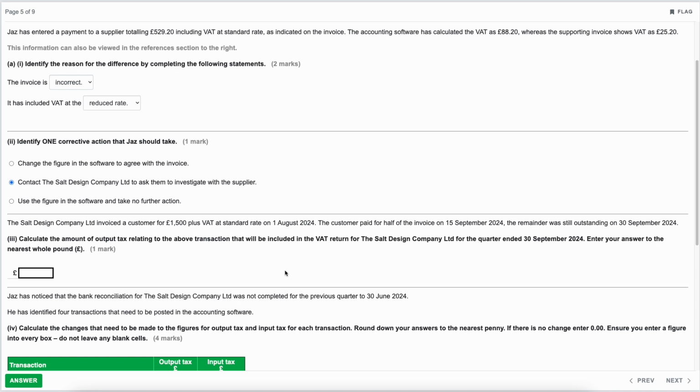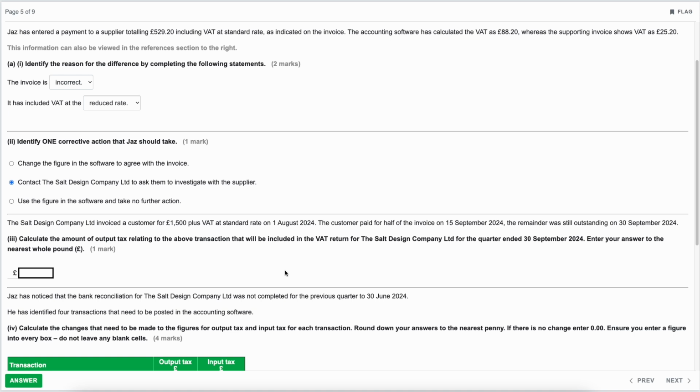All right then, the next question. The Salt Design Company invoiced a customer for £1,500 plus VAT at a standard rate on the 1st of August 2024. The customer paid for half of the invoice on the 15th of September 2024 and the remainder was still outstanding on the 30th of September 2024. Part 3, calculate the amount of output tax relating to the above transaction that will be included in the VAT return for the Salt Design Company Limited for the quarter end of the 30th of September 2024. Enter your answer to the nearest whole pound.